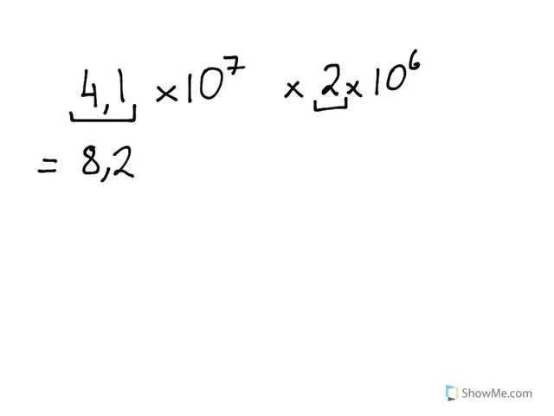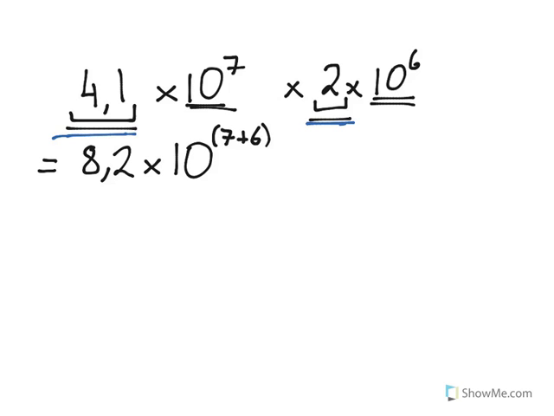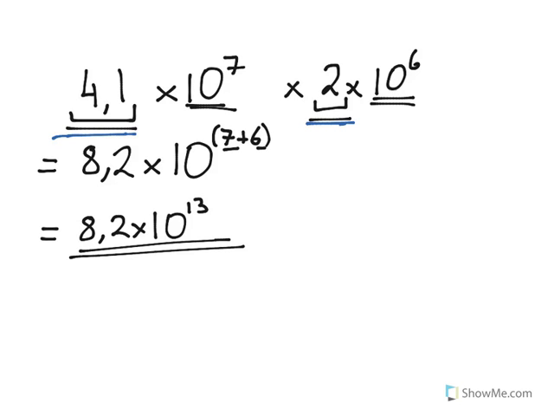Then after we've done that step, and that's the first step we should always start with, is to just multiply the two terms that do not have times 10 to the power of. And then we look at these terms separately. So 10 to the power of 7 multiplied by 10 to the power of 6. And the rule is that we take 10 to the power of, and because we were multiplying these terms together, we think of it instead as being 7 plus 6. So the answer to this would be 8.2 times 10 to the power of 7 plus 6 is 13, so to the power of 13.